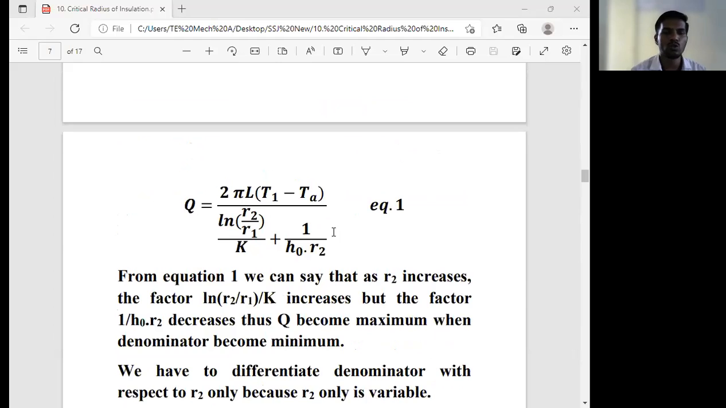Q is equal to 2 pi L into bracket T1 minus TA. हे सगळं कंटिन्यूशन मध्ये आहे, लक्षात ठेवा. Q is equal to 2 pi L into bracket T1 minus TA divided by ln of R2 by R1 divided by K plus 1 upon HO into R2. Give the name as equation number 1.